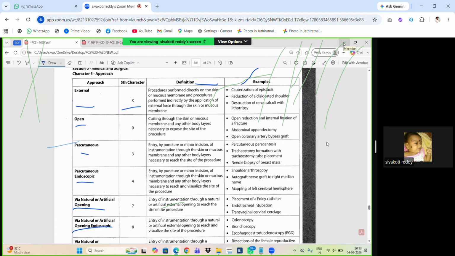Read all the definitions and examples. I will ask the questions.